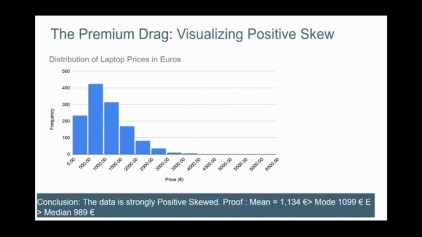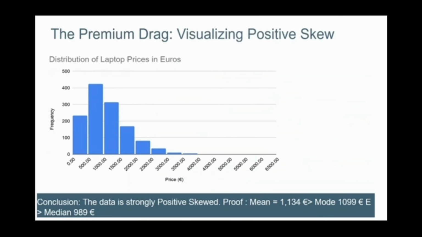Next, we move on to the premium drag, where we visualize how these prices are distributed. As shown in this histogram, the majority of the data bars are concentrated on the left, which represents the lower to mid price range. Notice the long thin tail that extends to the right side of the graph. This represents the luxury laptops. Even though they are low in frequency, meaning there are fewer of these devices, their very high prices have an impact on our statistical calculation.